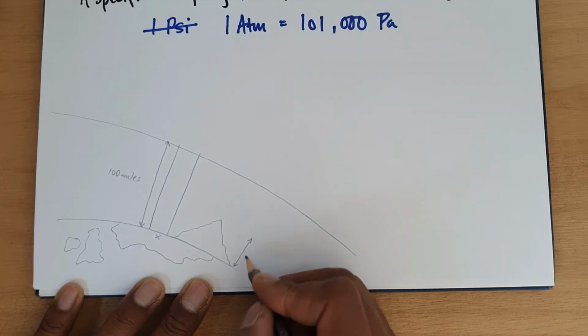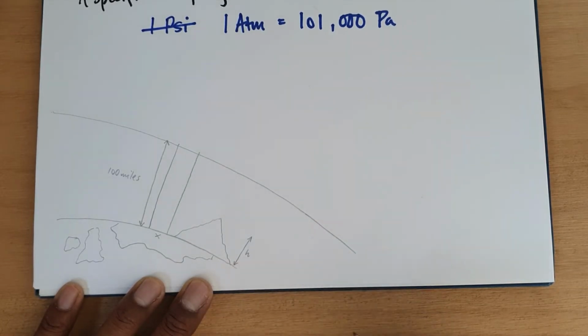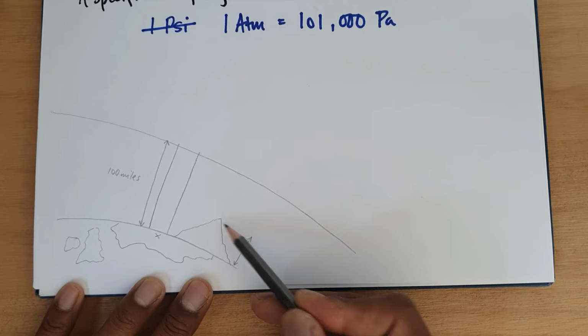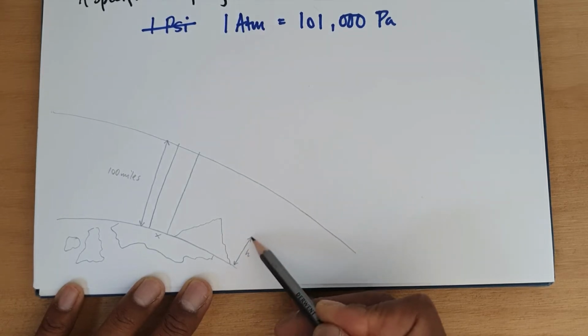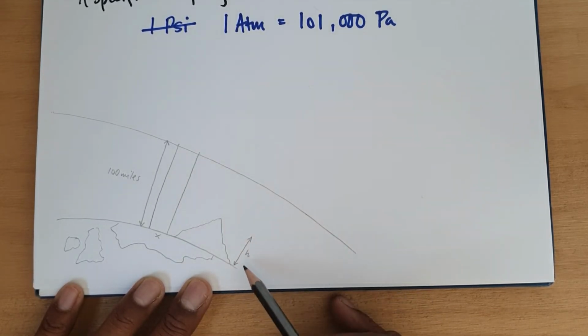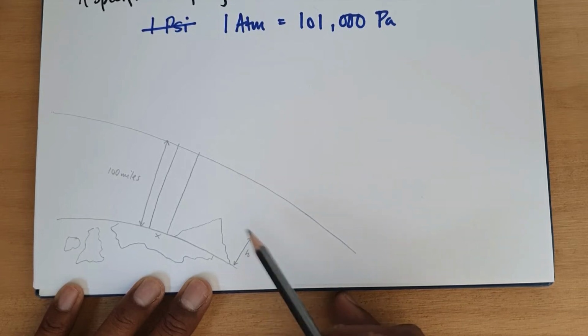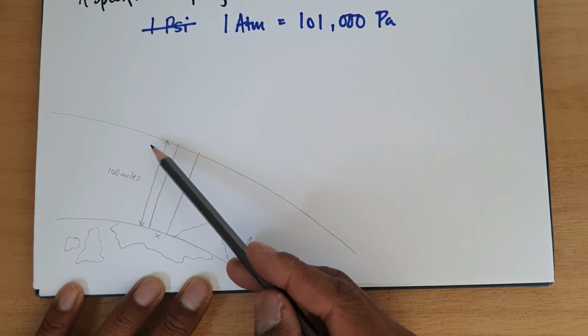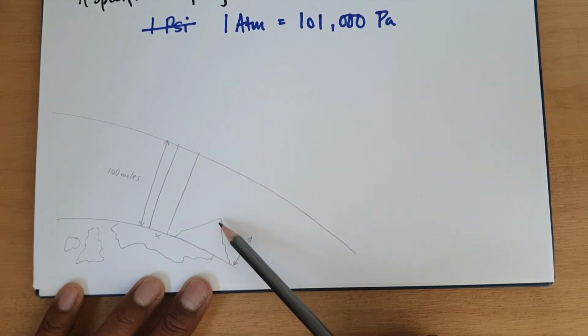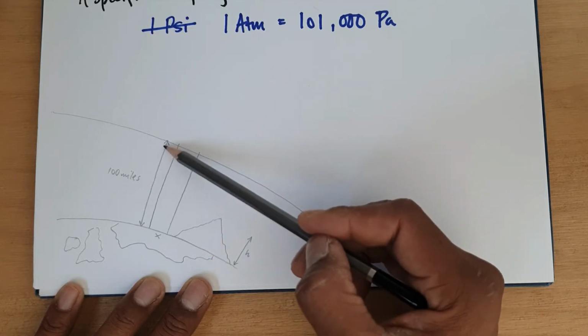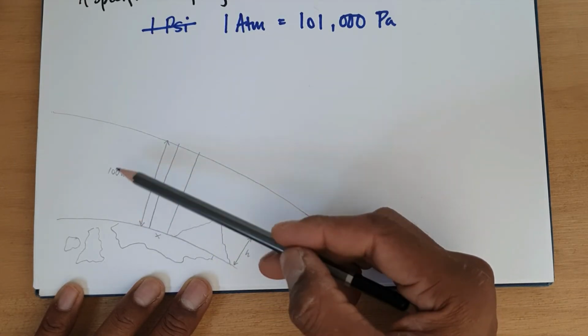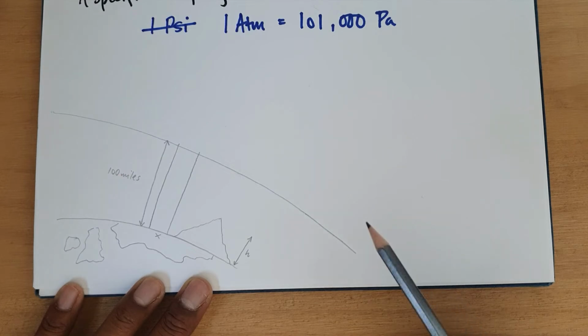So as you go up, I'll put H as height. As you go up a mountain, the atmospheric pressure changes. Now, it might not feel like if you were going up a short mountain, the pressure would change that much, because actually the atmosphere is 100 miles thick.